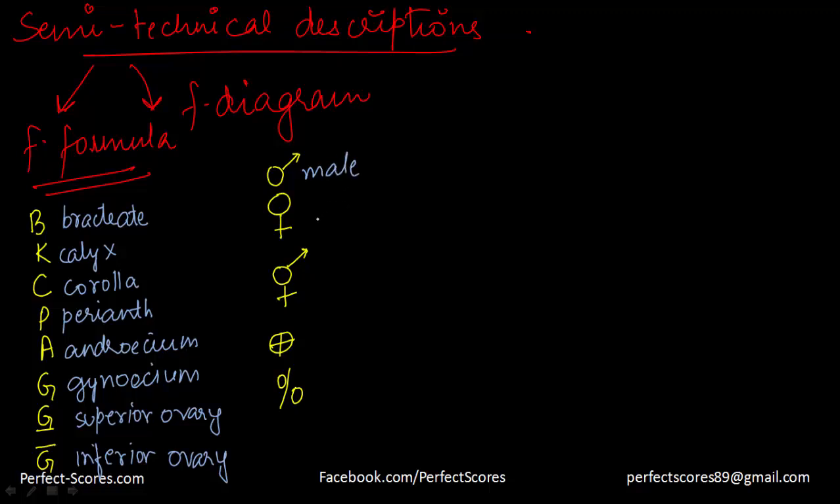This symbol over here represents the male organ. Let's suppose this flower has only the male anthers or the stamens. This represents the female. The next is for a bisexual flower that has both the reproductive organs. This is for actinomorphic. And the next one is for zygomorphic.